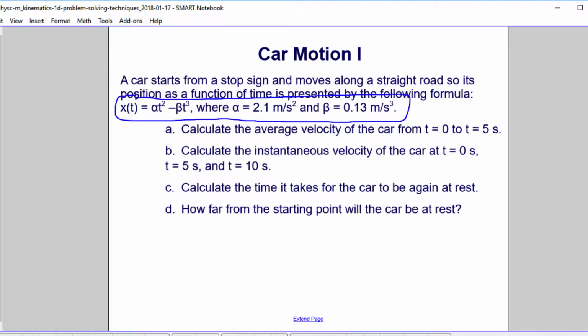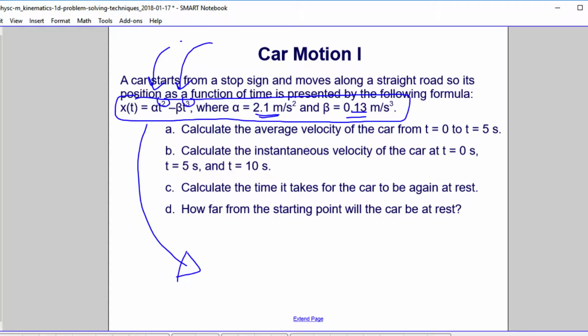And that looks a little funny, right? But sometimes the AP questions are like that. They put letters in, Greek letters, in for the numbers, and later on they tell you what the numbers are, complete with their units. Okay, so alpha is 2.1 meters per second squared, and beta is 0.13 meters per second cubed. Those units seem funny, but if you multiply them by basically the time squared here and the time cubed, you wind up with meters, which is position.